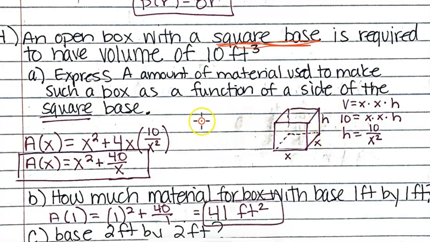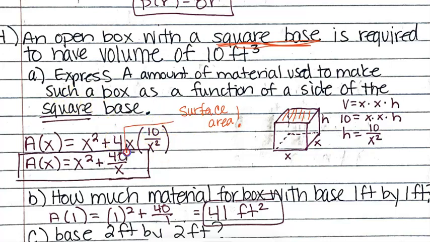Now, it's asking you to express the amount of material used. That's asking for the surface area. And remember that this is an open box, which means this top is not included. So I've got 5 sides. The bottom that's x by x, or x squared, would be its area. And then all 4 of the other sides have its base as x and then the height. So the 4 comes from the fact that there are 4 identical sides. So I'm adding the same thing 4 times.